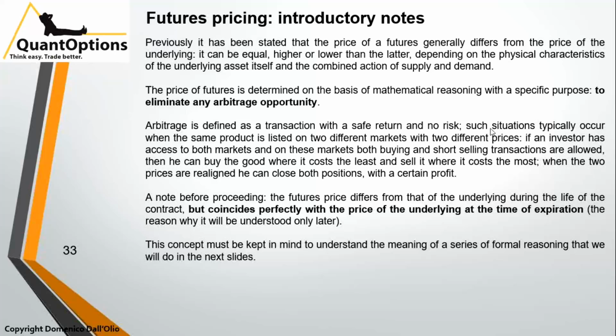The price of the futures is determined on the basis of mathematical reasoning with a specific purpose: to eliminate any arbitrage opportunity. An arbitrage is defined as a transaction with a safe return and no risk. Such situations typically occur when the same product is listed on two different markets with two different prices. If an investor has access to both markets, and on these markets both buying and short selling transactions are allowed, then he can buy the good where it costs the least and sell it where it costs the most. When the two prices are realigned, he can close both positions with a certain profit.